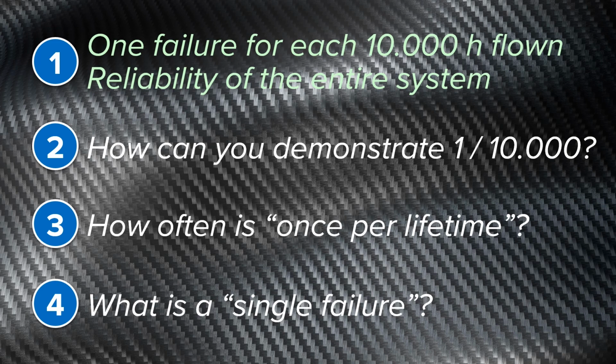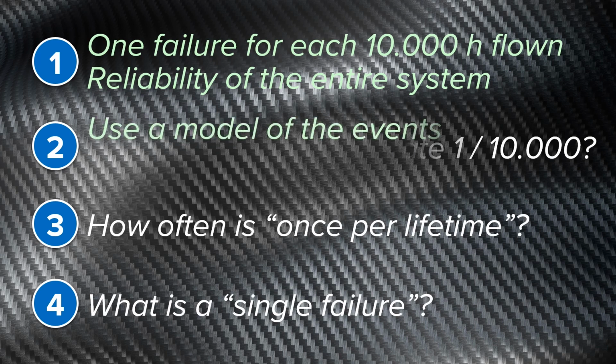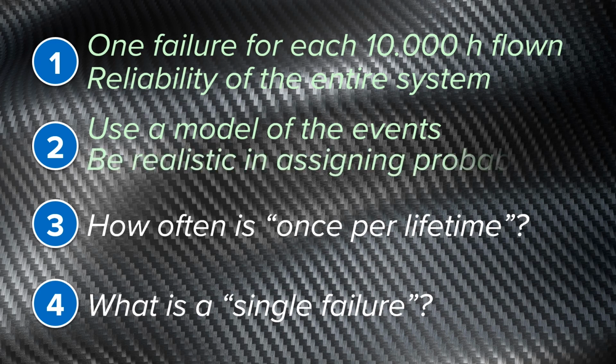Question 2. How can you demonstrate 1 per 10,000? You can use a model of events that can lead to a flyaway and multiply the probabilities to show that you can reach 1 over 10,000. Make sure to be realistic when assigning probabilities to each event.